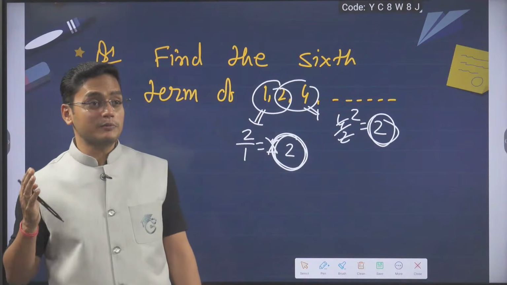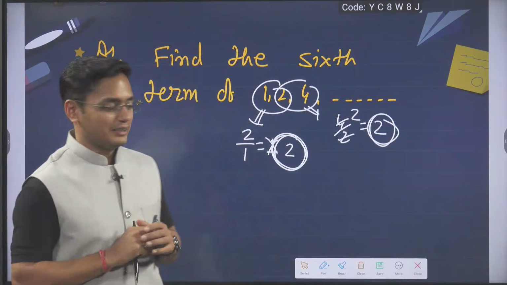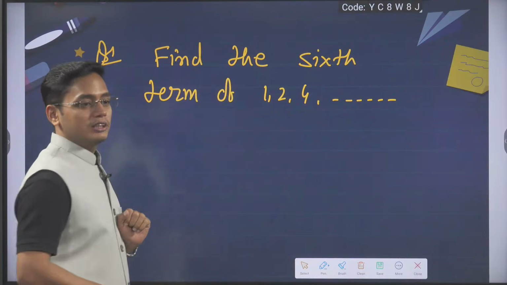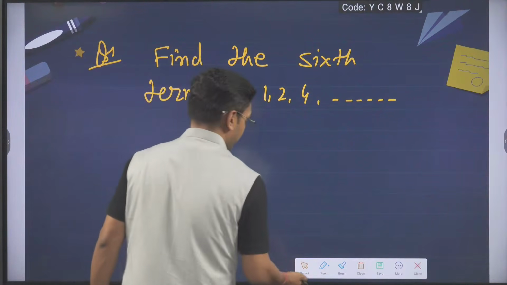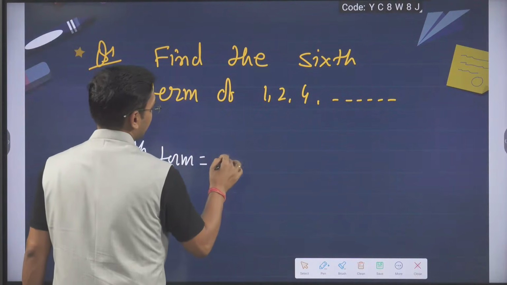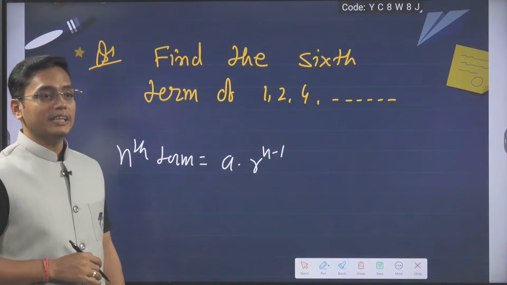But still I can see some of you are getting 16. So I have to decide, 16 or 32. Let me check, and then let's do the calculation. We got it, this is a GP. To find the sixth term, we have to use the nth term formula. What is the nth term formula? A into r to the power n minus 1.